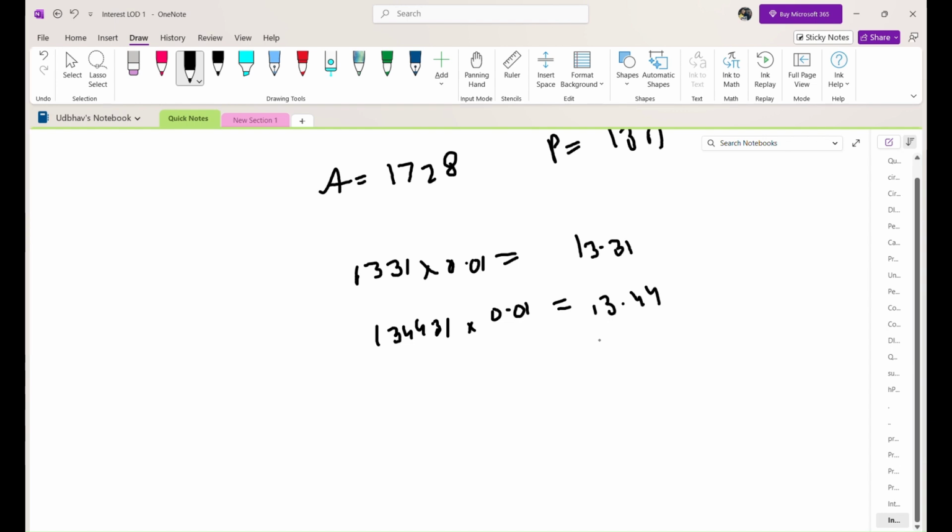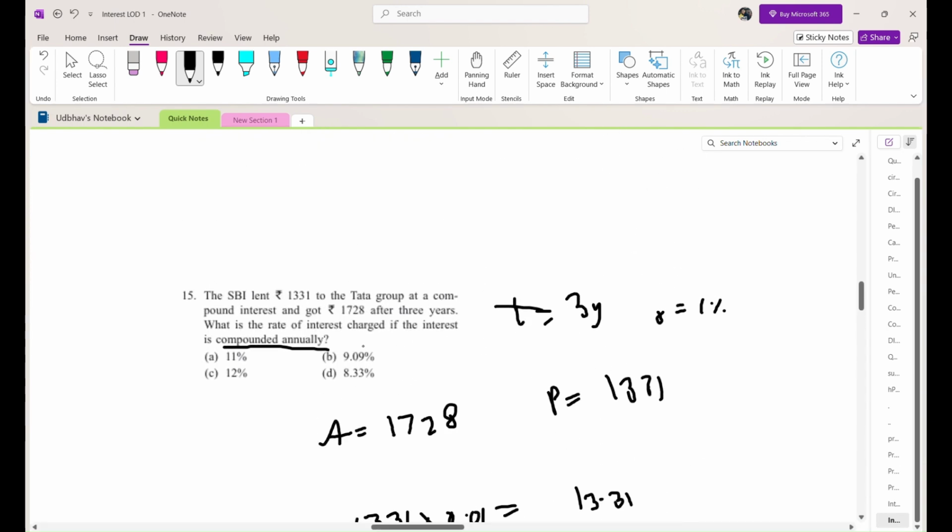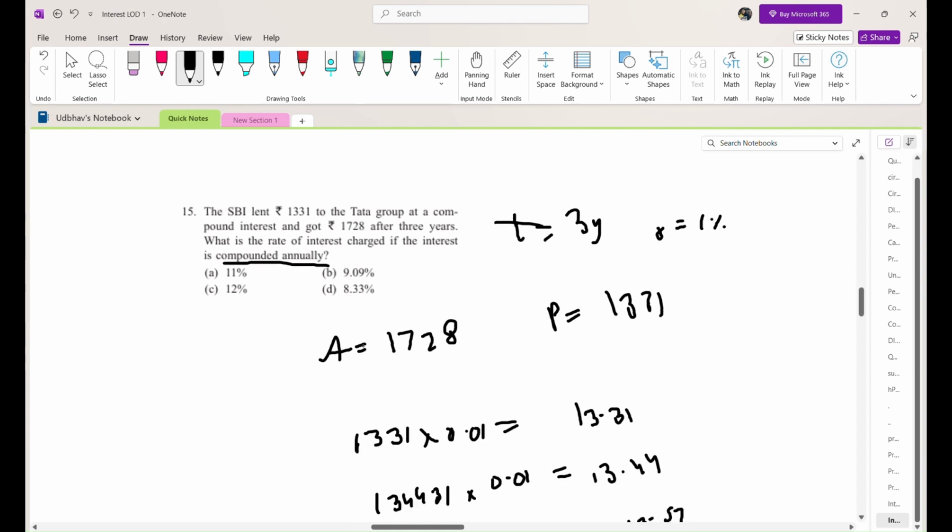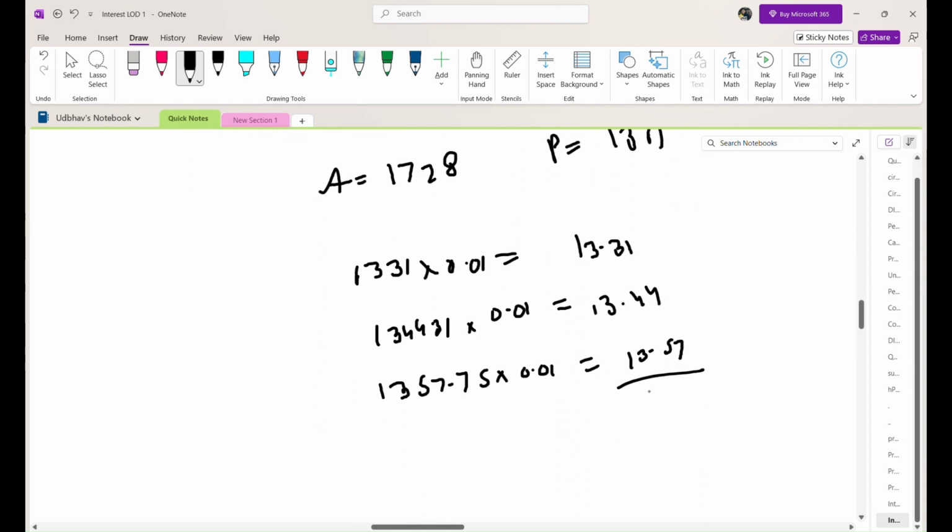1357.75. So now next amount will be 1357.75 into 0.01, that will be 13.57. So our total interest is 13.31 plus 13.44 plus 13.57, 40.32.